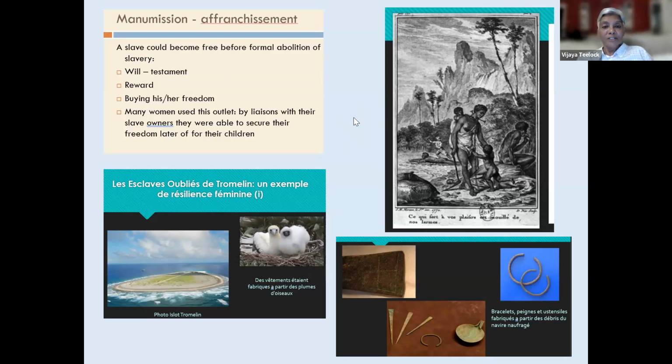And Richard mentioned the island of Tromelin. I want to show you this because it is so unique in the history of archaeology, in the history of slavery. This is an island that is bare. There's nothing on this island. Yet 11 women were stranded there for so many years with a baby.